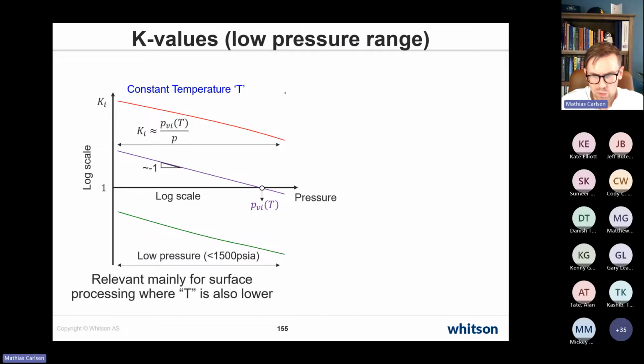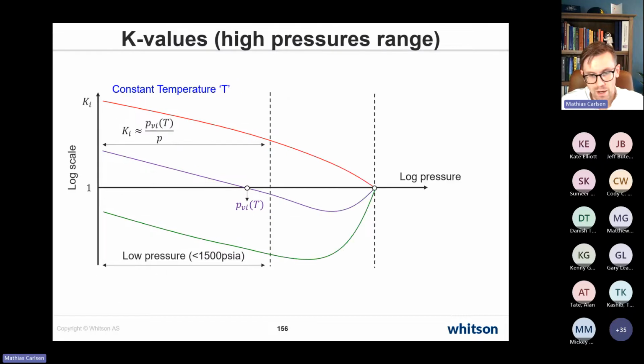And at low pressures, what is that? Around, let's call it less than 1,500 psi. And then above that, that's when the K values start to behave very complicated, or complicated behavior. And that's what Curtis usually talks about, the shape of the nose here.